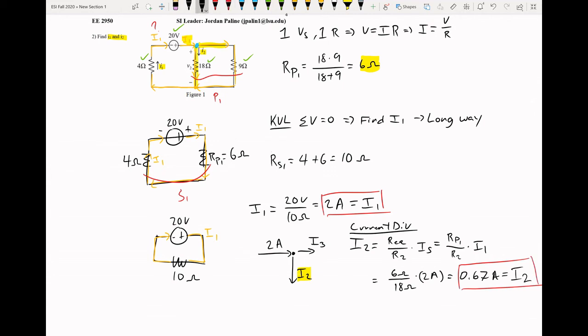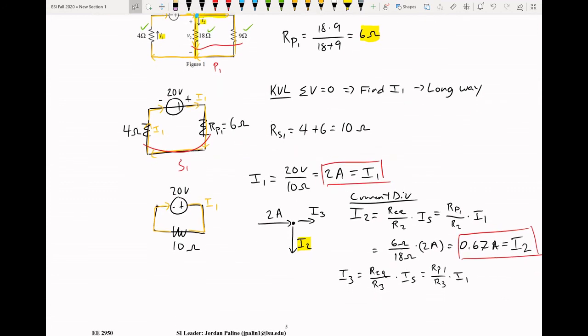Okay, and then let's just go ahead and solve I of 3, which we said is this one, just to see if we can do it. So I of 3 would be equal to R equivalent over R3 times I of S, which would be, once again, R parallel 1 over R3 times I of 1. Okay, and when we sub those values in, we will get 6 over 9 times 2 amps, which will give us 1.33 amps for a value of I3.